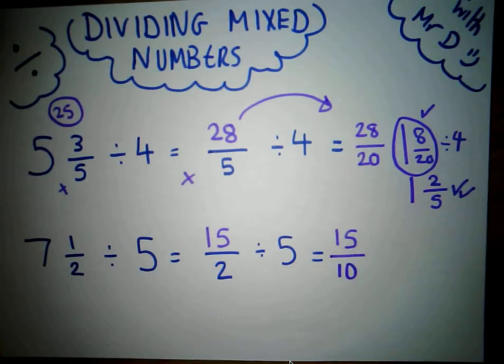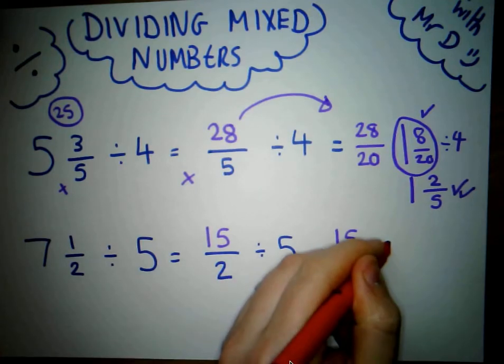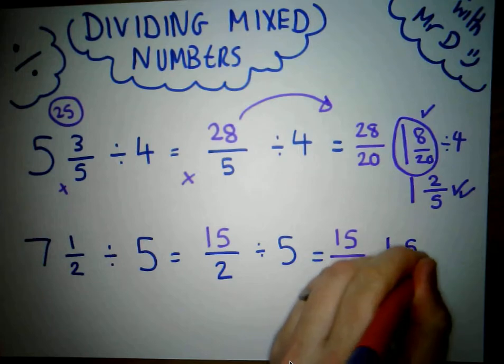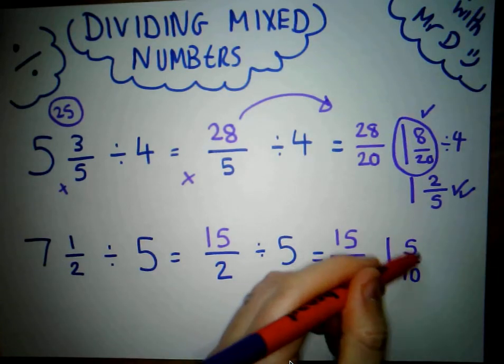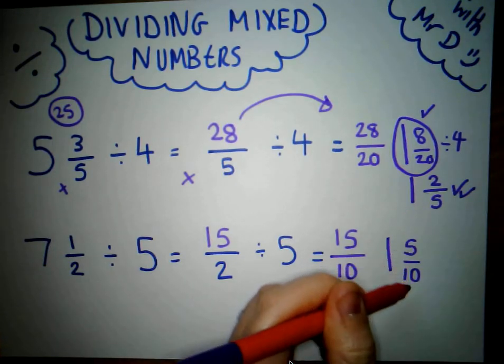Now yet again, as expected, we've got an improper fraction. So we need to simplify it. So again, how many times does 10 go into 15? Well, it goes into it once. How many were left over? 5 over 10. Now straight away, mathematicians in year 6 should spot that this fraction here is equivalent to something else. And I know that this is equivalent to a half because 5 is half of 10.